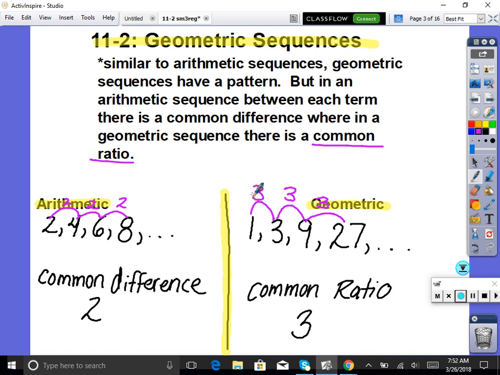3. So do you see how we are multiplying by 3 each time to get from one term to the next? But once again, we're going to use the word common ratio because ratio means division. That's what you see in the formula, the r, the common ratio.